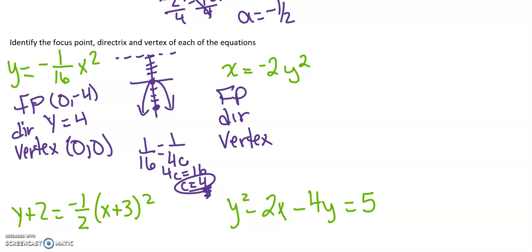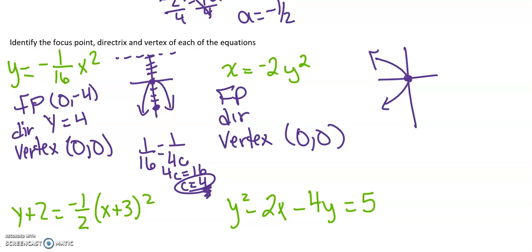So my vertex, again, I did not add or subtract anything, so it's at (0, 0). Now this one starts at x equals, so it opens on the x, and it's negative, so it's got to open this way. I need to know how far the focus and directrix are from the vertex. My a value is 2.